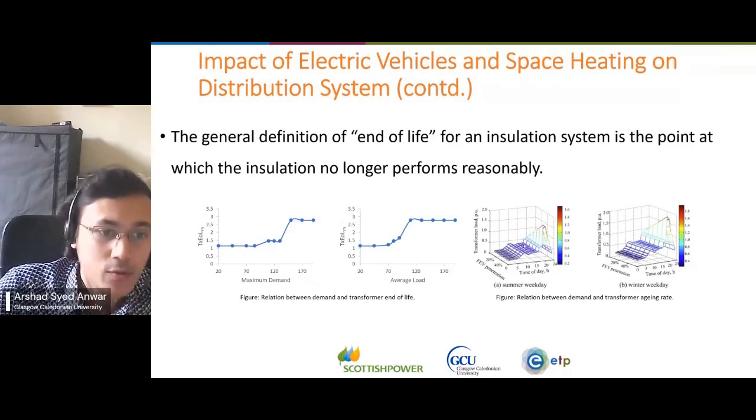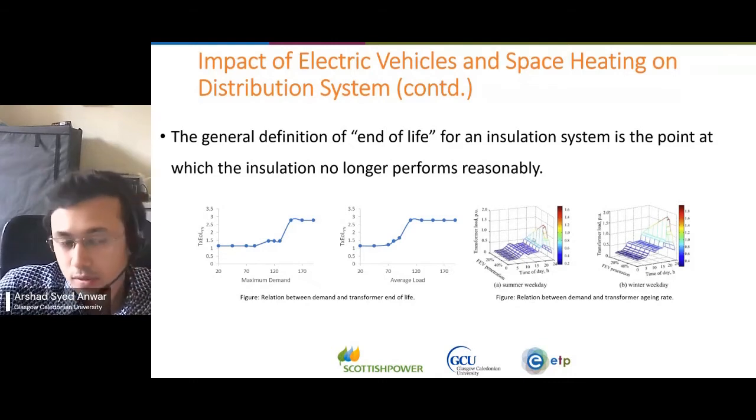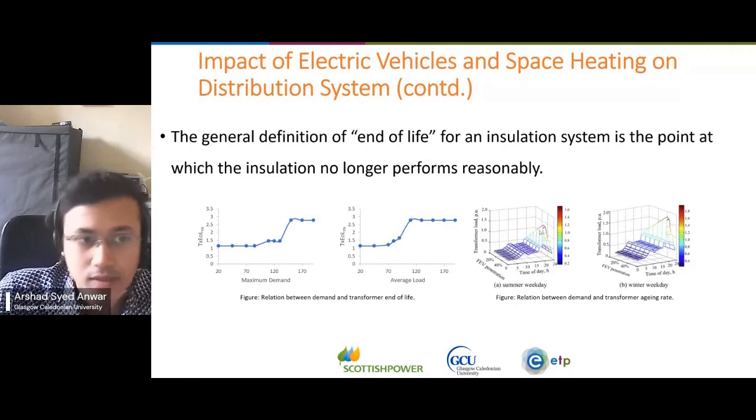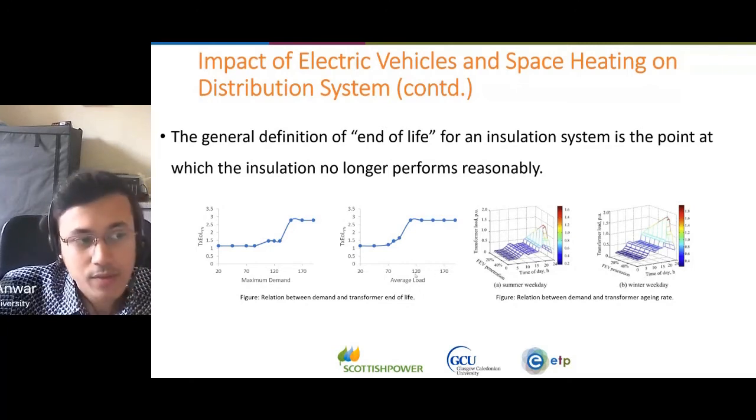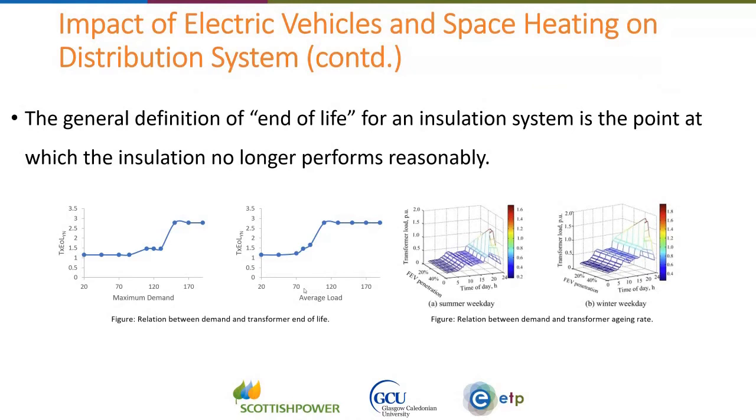We see that the more electric vehicles are charged through the distribution network, the faster it ages. In the winter, it becomes worse. We have found that due to the increased average load, the end of life of the transformer is reduced so fast, like 2.5 times, if the transformer is loaded at or near 100%. For the maximum demand, it is more than 120%.